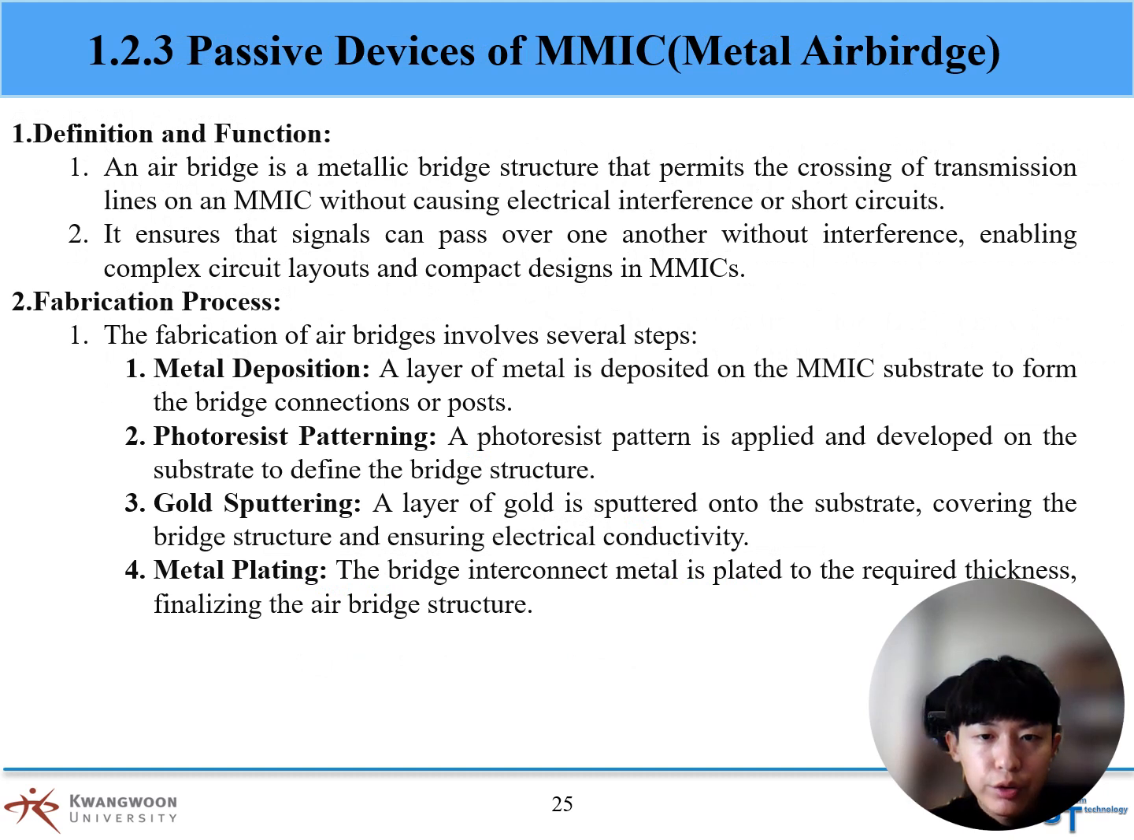This part introduces the metal air bridge. An air bridge is a metallic bridge structure that permits the crossing of transmission lines on an MMIC without causing electrical interference or short circuits. It ensures that signals can pass over one another without interference, enabling complex circuit layouts and compact designs in MMICs.